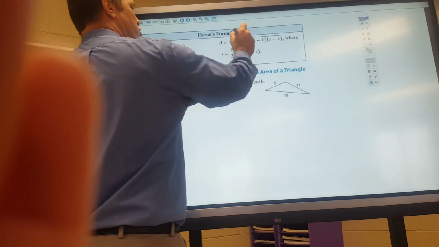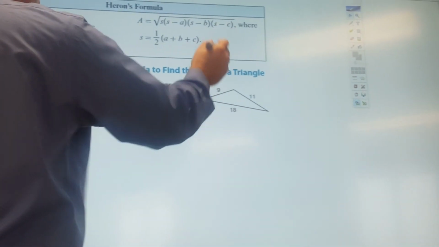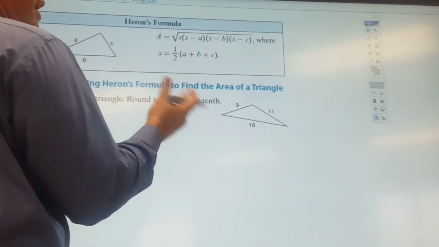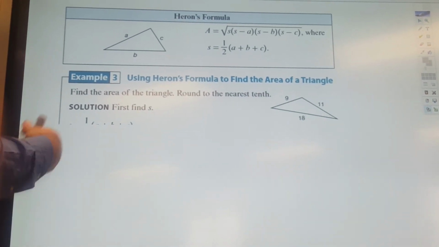Plug that number into each S. A, the length of one of the sides, I put that in. Length of another in, length of the other in. A, B, C, that really doesn't matter. So find S first, and then just plug those in.